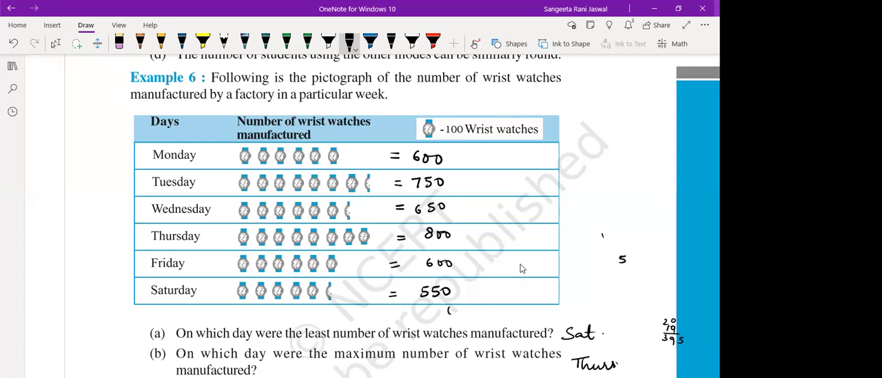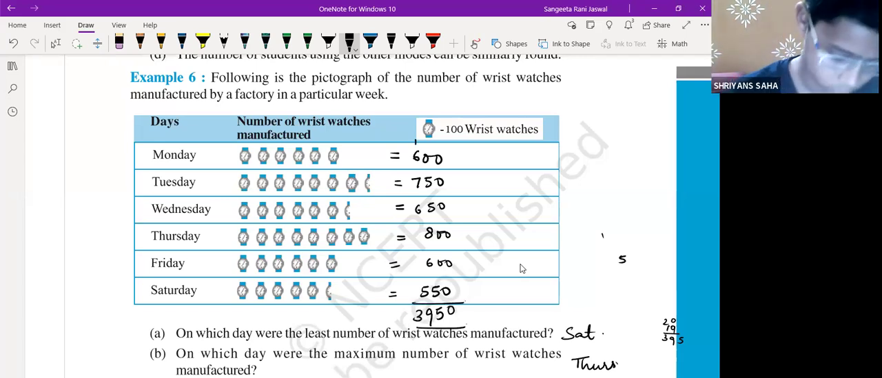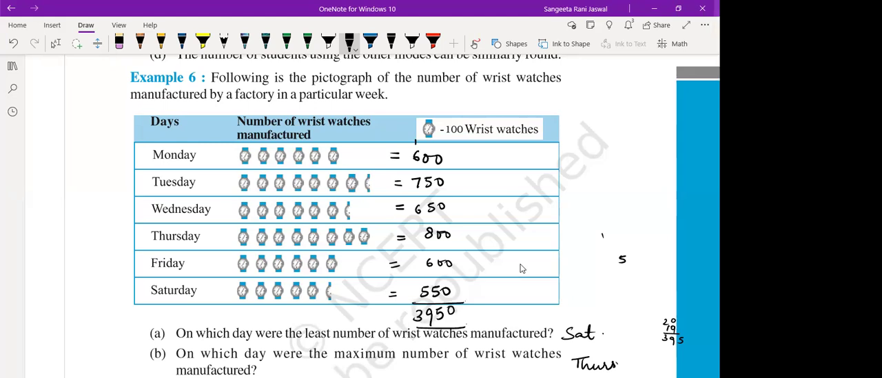Ones place, all zeros are here. In the tens place, we have 5, 5, and 5. So that's 15. 3,950, ma'am. So this is 3,950. Yes, ma'am. I got the same answer.